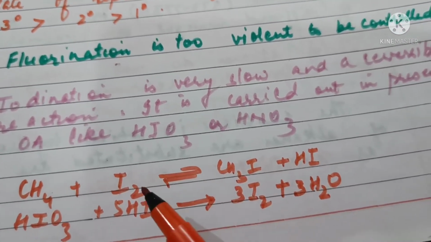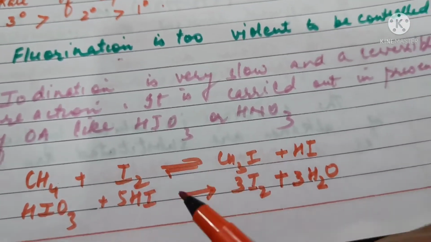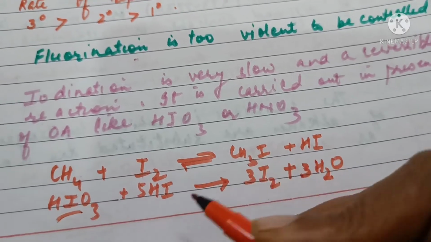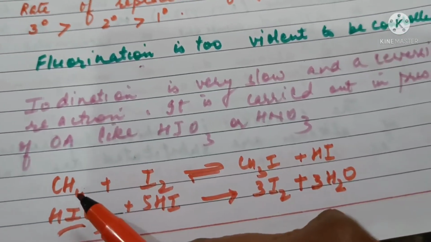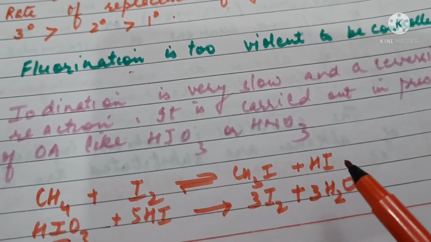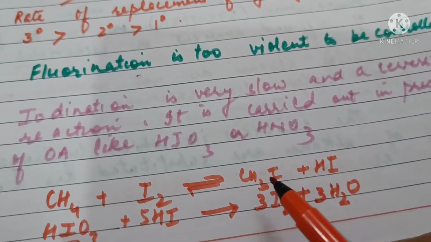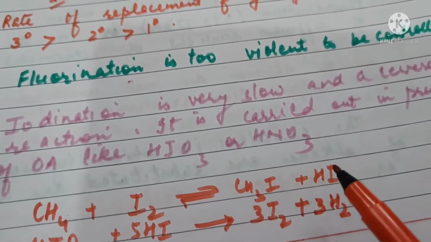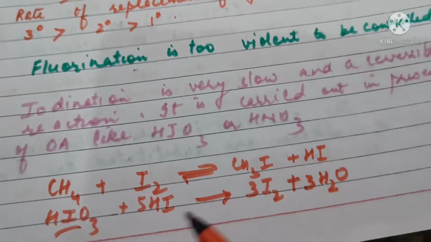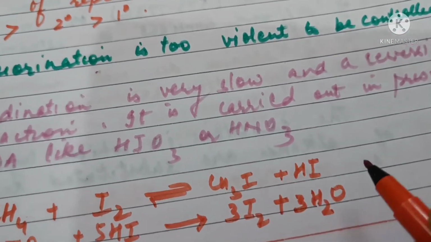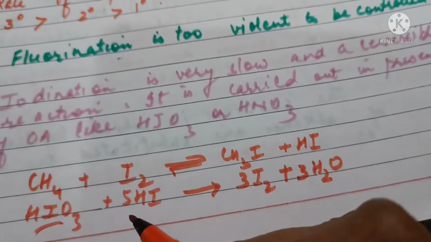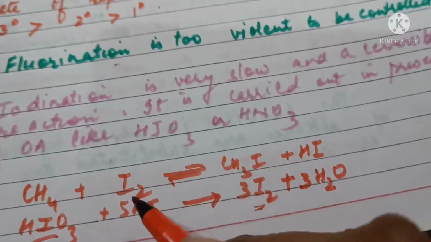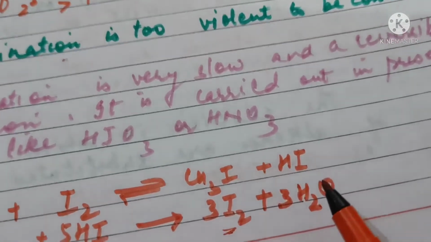So it will be carried out only in the presence of oxidizing agents like iodic acid or nitric acid. Because the reaction is reversible, the HI formed reacts back with the product to form the reactants. So in order to carry out the reaction in the forward direction, we use these oxidizing agents which will oxidize the HI formed back to iodine and hence make the reaction go in the forward direction.